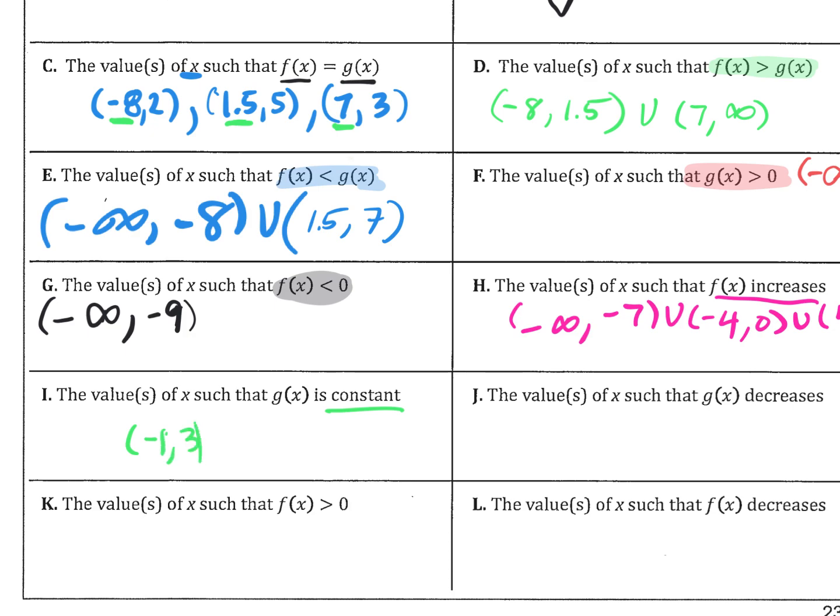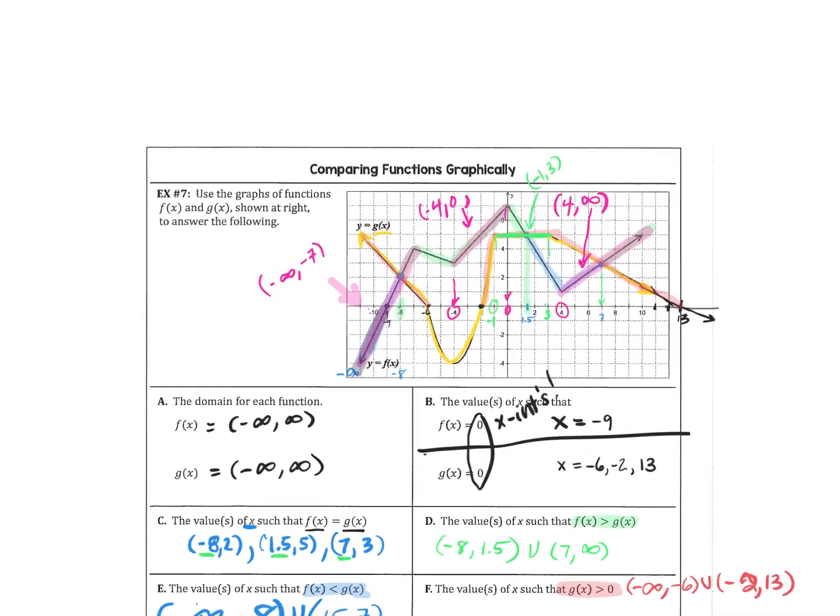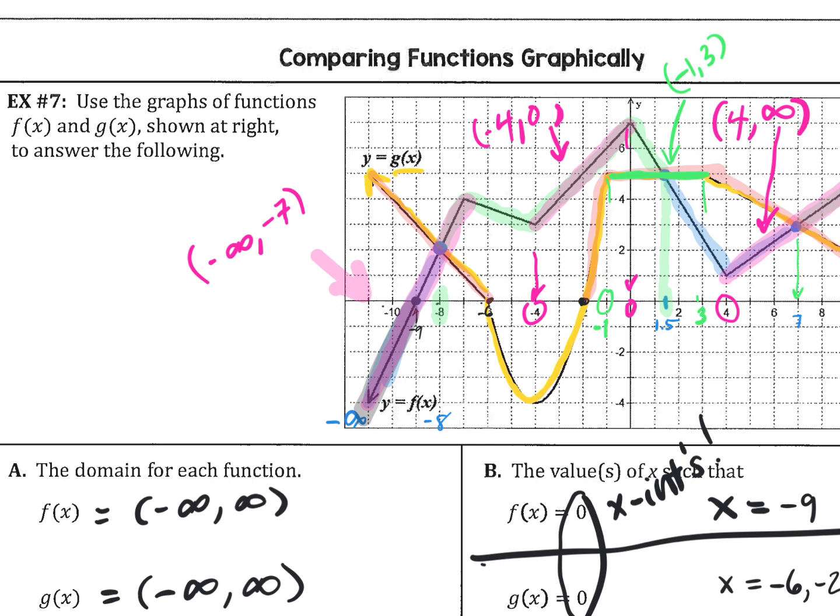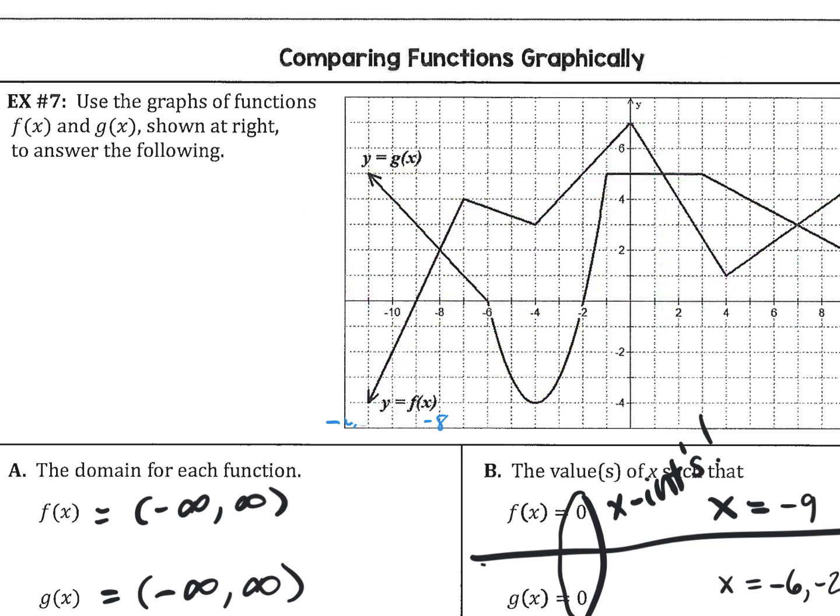G, decreasing. So G is the yellow one. So where is G decreasing? I feel like I ought to just erase everything, and I'm going to erase mine so that I can just look at all of this. Where is G decreasing?